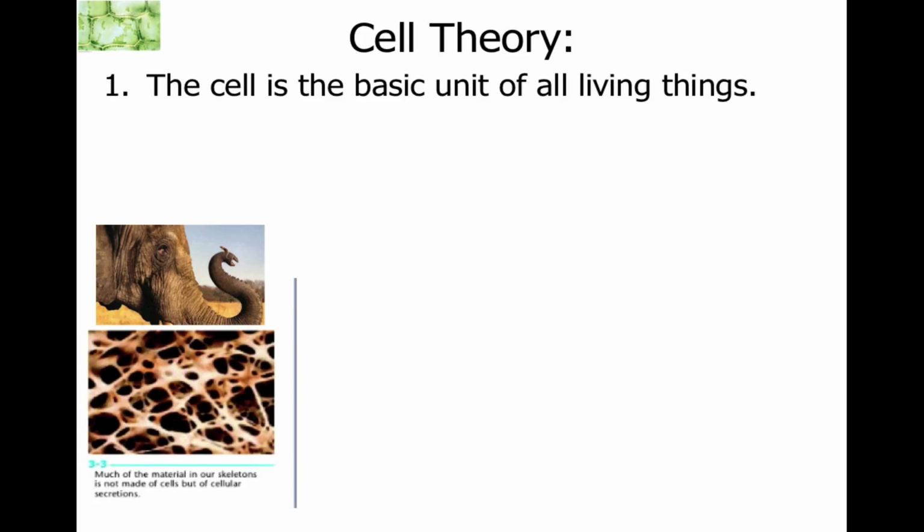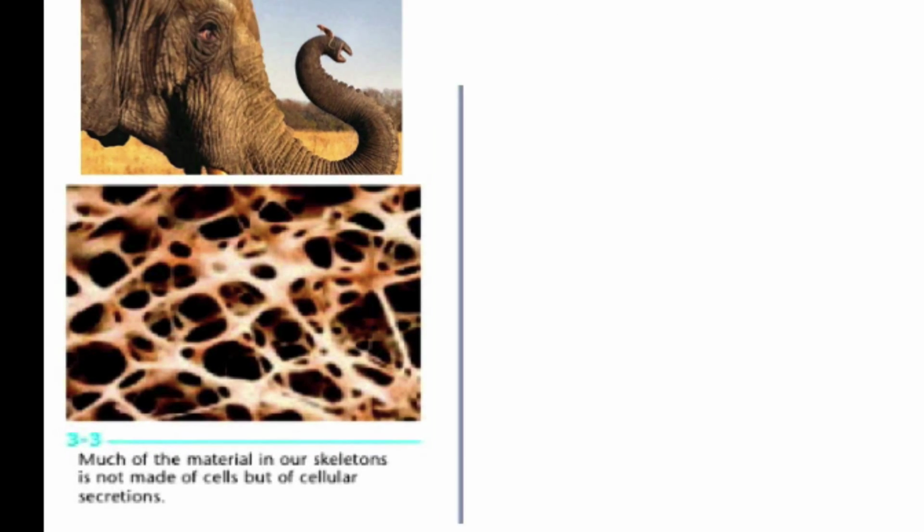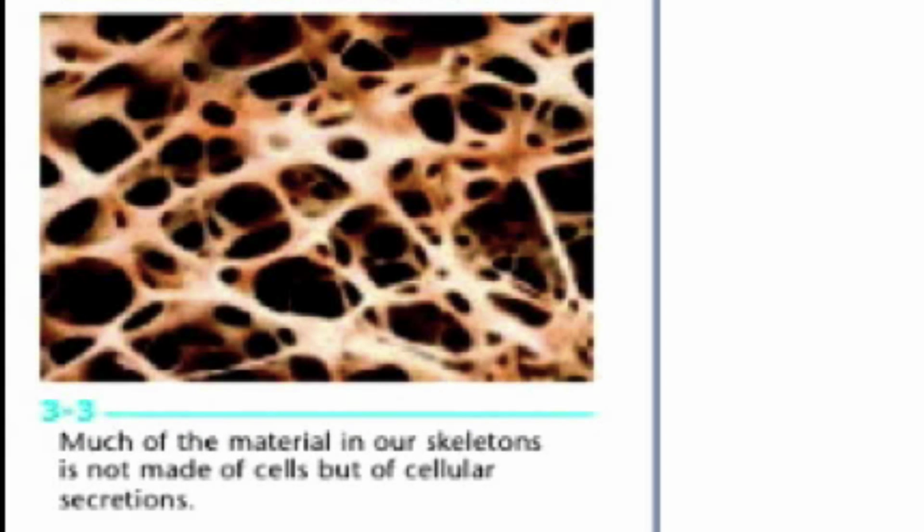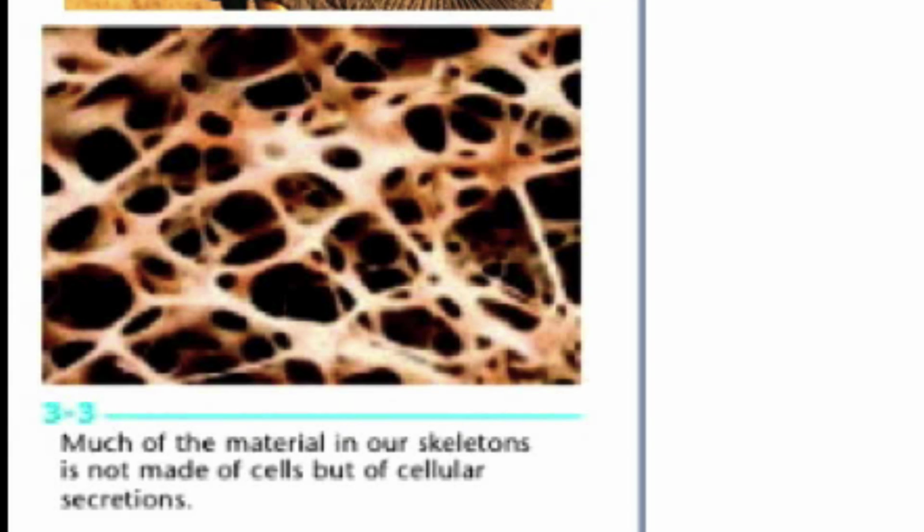Also, not all of an organism is made of cells. So those parts of an organism that are not composed of cells are made of materials that cells manufacture. So here in this diagram, so much of the material in our skeletons is not made of cells, but of cellular secretion, so what the cell actually produces.